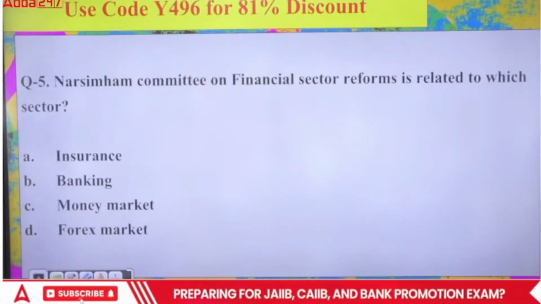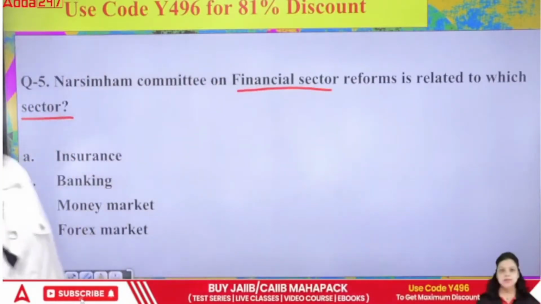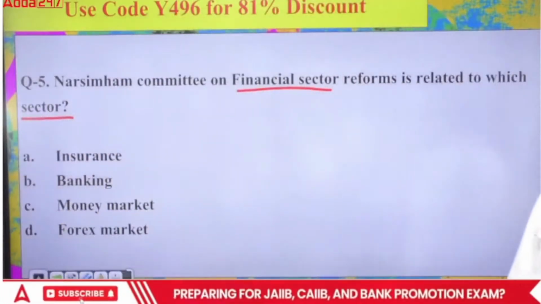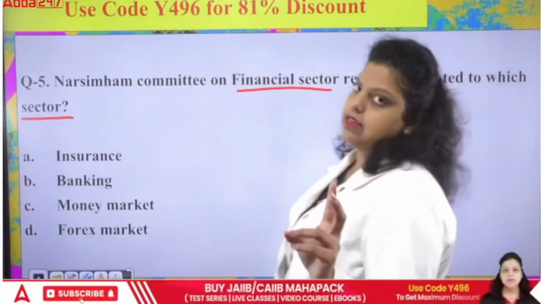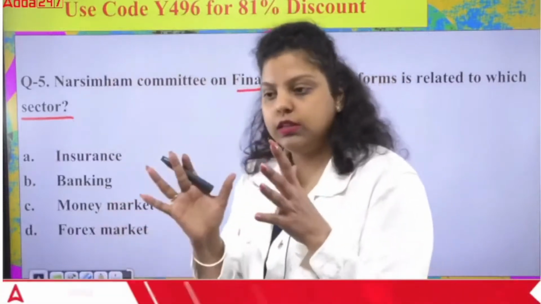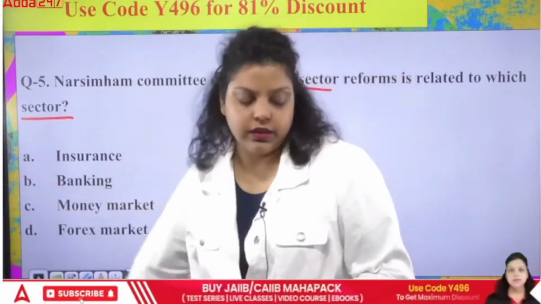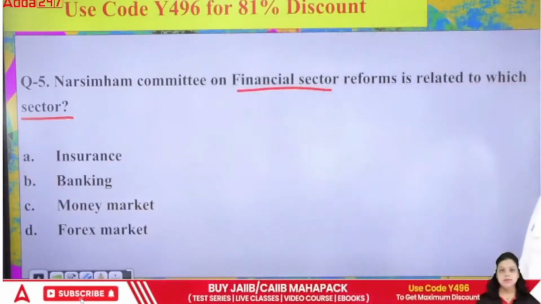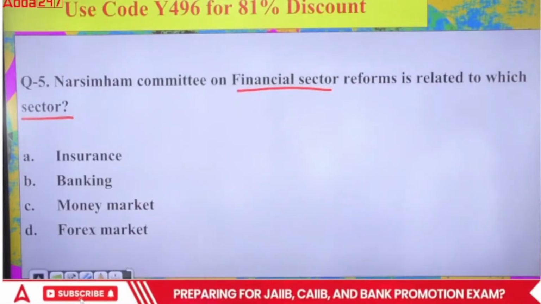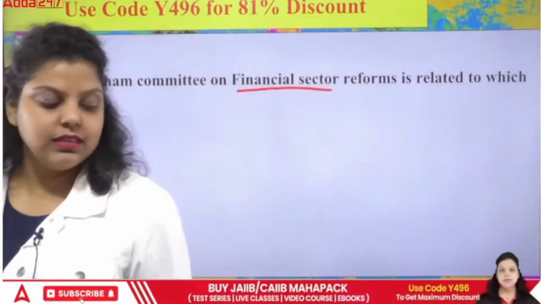Next. The Narasimham Committee on Financial Sector Reform is related to which sector? We have studied that the Narasimham Committee on Financial Sector was introduced first in the year 1991-92 and the second in the year 1997-98. So which sector is the Narasimham Committee talking about? Is it the insurance sector, banking sector, money market, or forex market? Which of the following is correct? A, B, C, or D? The right answer for this particular question will be the banking sector. The right answer is the banking sector.